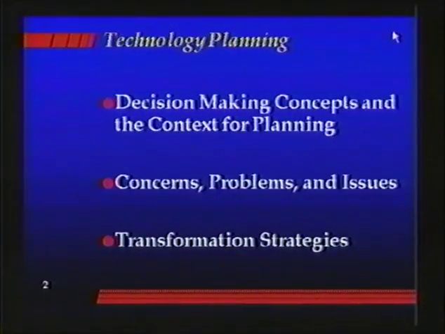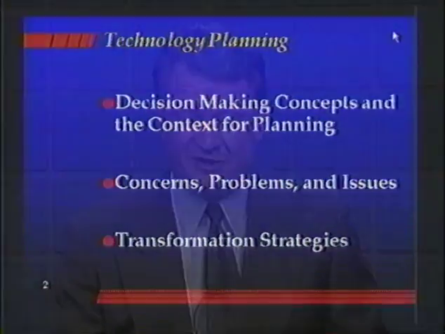In talking about technology planning tonight, there are three issues that I'd like to run through. First, I'd like to talk about some decision-making concepts and the context for planning for technology. I'd like, second, to talk about some concerns, problems, and issues. And third, to talk about transformation strategies, which are important because technology is key to transformation. So what are the decision-making concepts and the context for planning that we need to examine? Well, first of all, we need to examine the types of planning because there is more than one kind of planning, and different types of planning pertain in different settings.